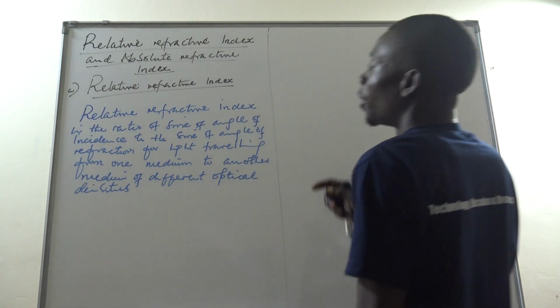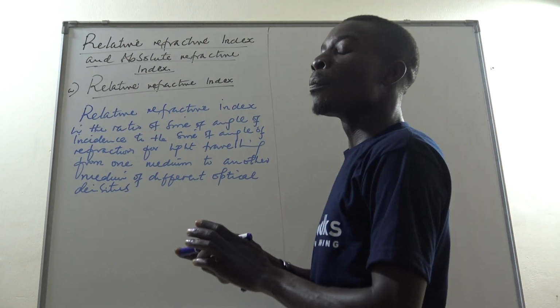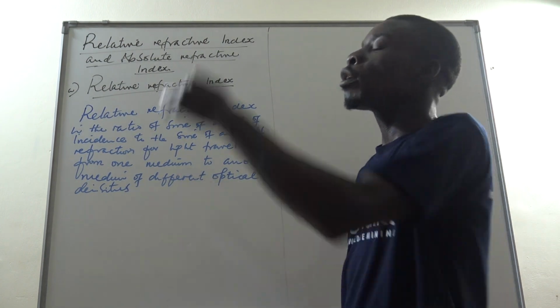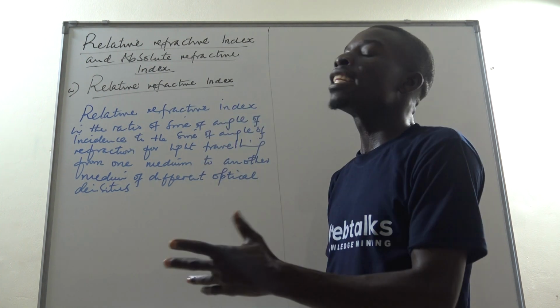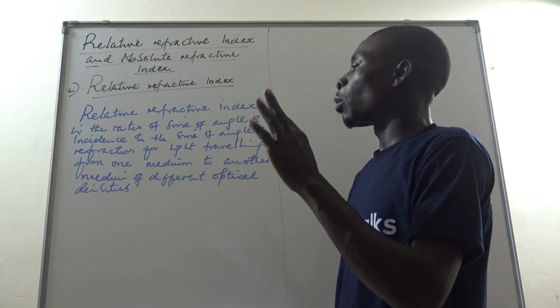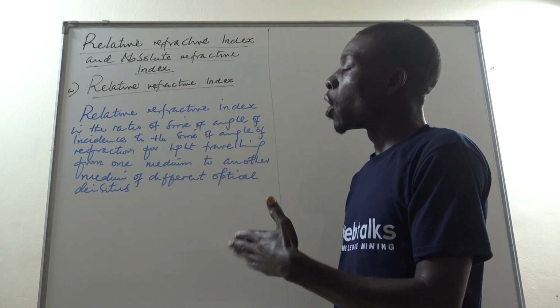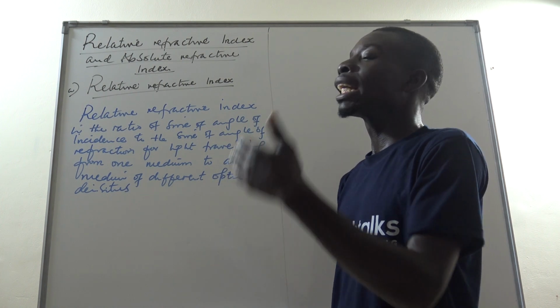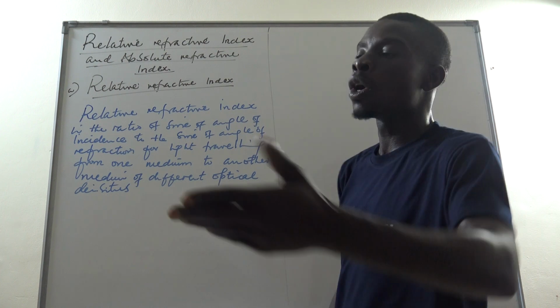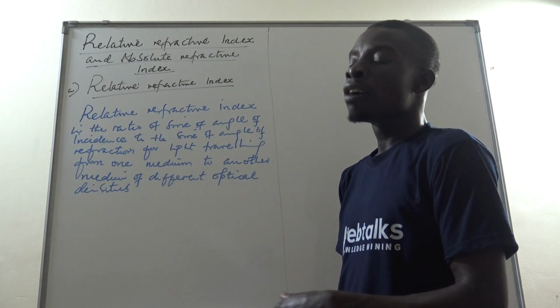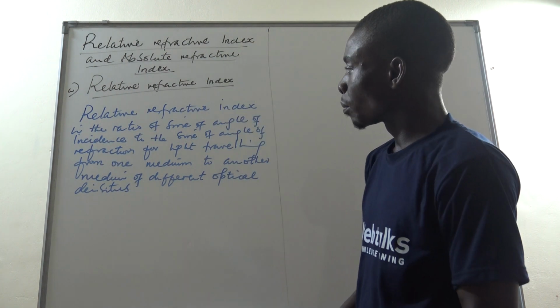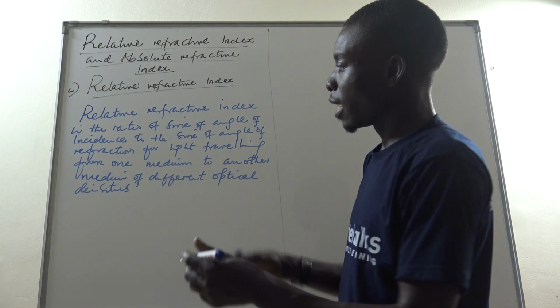Okay? So, relative refractive index, we basically look at moving from any media to another, provided the two media have different refractive index. That is what you're calling relative, relative to, okay, from one media to another of different optical density.